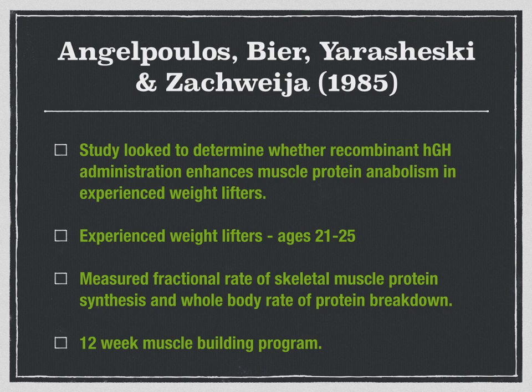Angelopoulos, Beer, Yeroshinsky, and Zekweja, 1985, designed a study to determine whether recombinant growth hormone administration enhances muscle protein anabolism in experienced weightlifters. Two variables were measured in the study. The first was the fractional rate of skeletal muscle protein synthesis, and the second was the whole body rate of protein breakdown. The weightlifters were given a 12-week muscle building program throughout the duration of the hGH treatment.